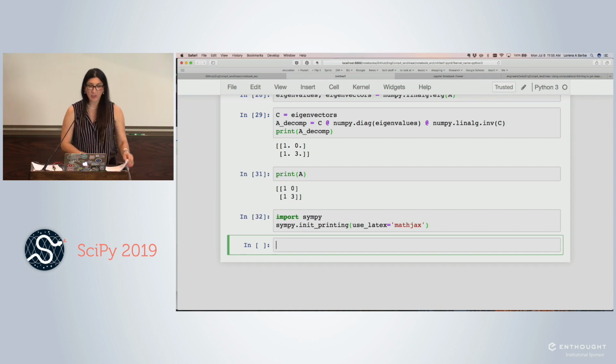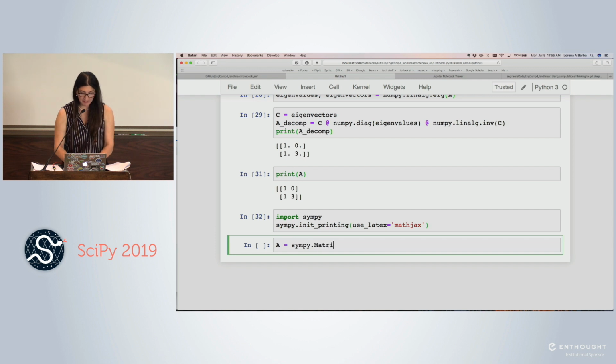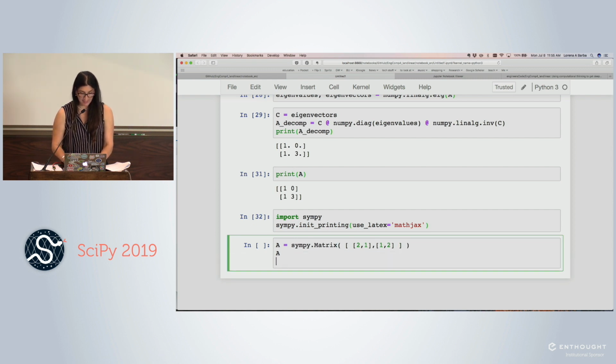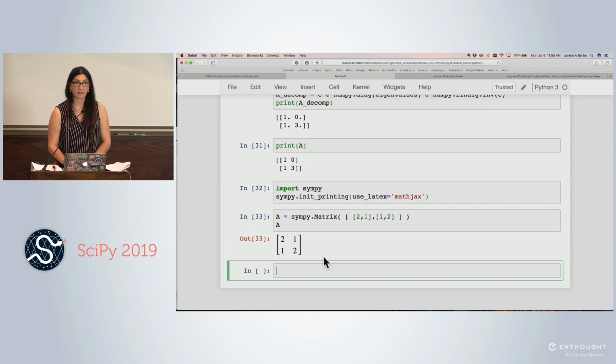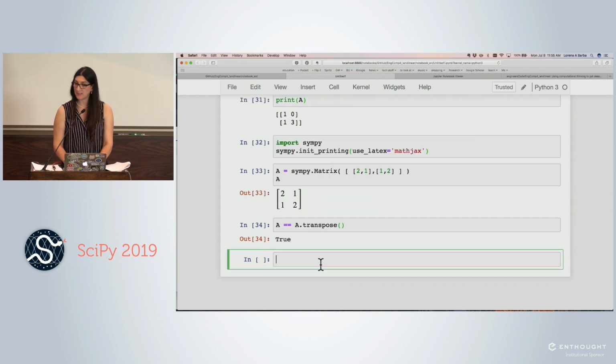And so now we can use the built-in matrix data type. Let's create A now using SciPy.matrix. Now we can feed it as before a list of lists with the rows 2, 1, 1, 2, the symmetric matrix that we use. And now if we print A, we get this beautiful output from SciPy. We know that this one is symmetric, and we could check with a logical expression that A is equal to A transpose. Indeed, it is, because it is symmetric.